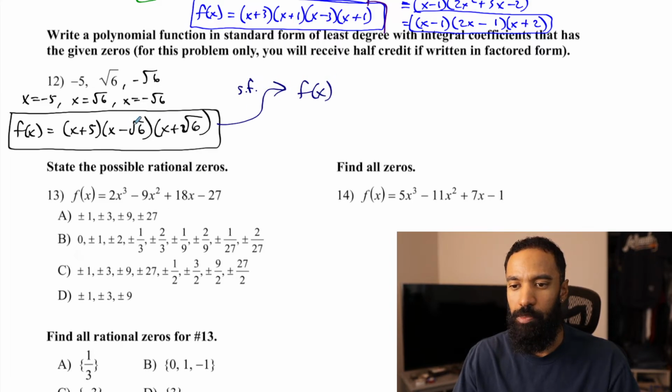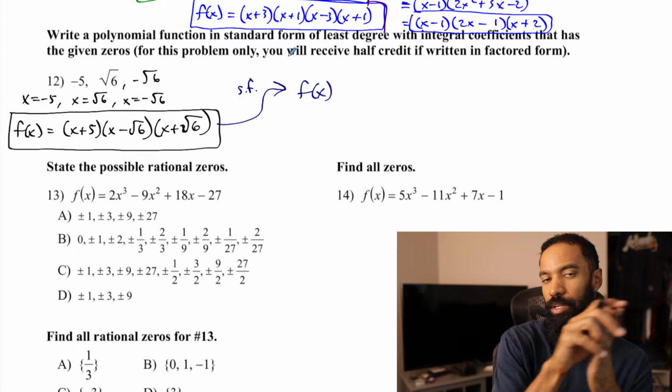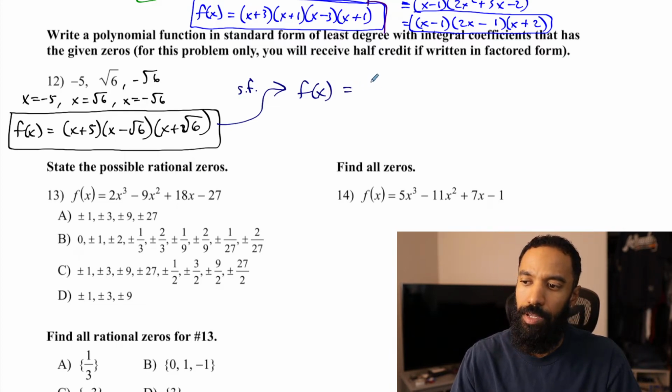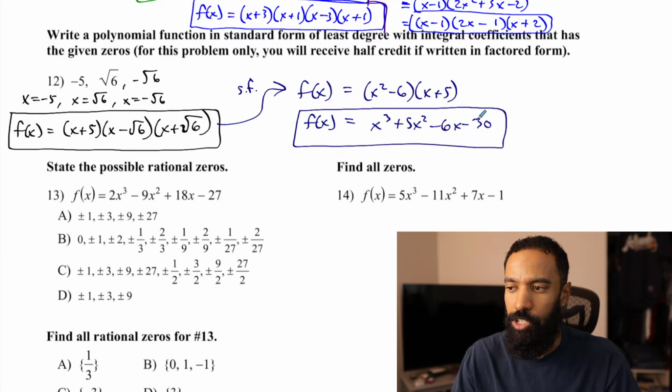I'm going to start by expanding the x minus root 6 times x plus root 6. That's the difference of 2 squares, x squared minus root 6 squared. So that's x squared minus 6. So x squared minus 6, and multiply that by x plus 5, and now you FOIL, which is x cubed plus 5x squared minus 6x minus 30. And that's it. So that's the full credit you can get there, just expanding it out.